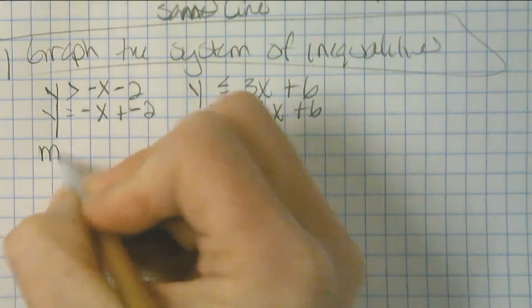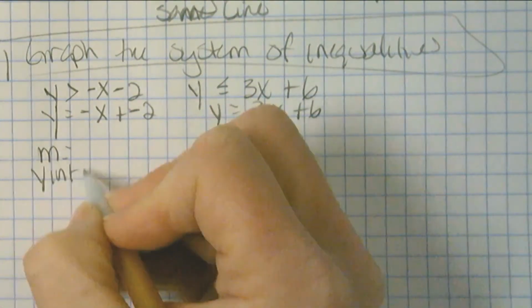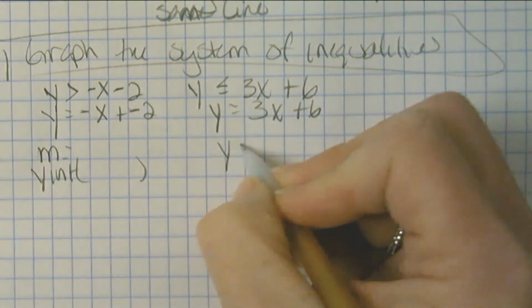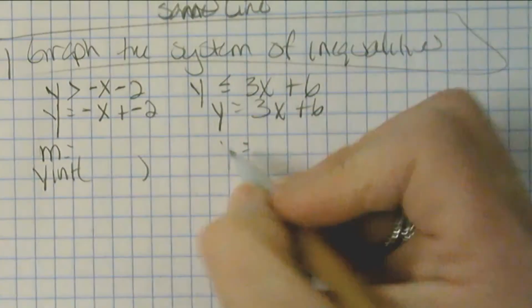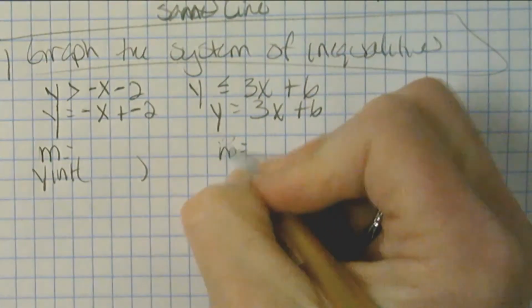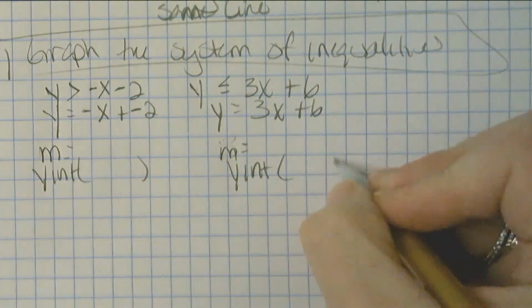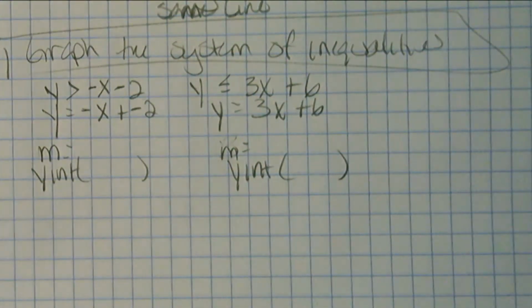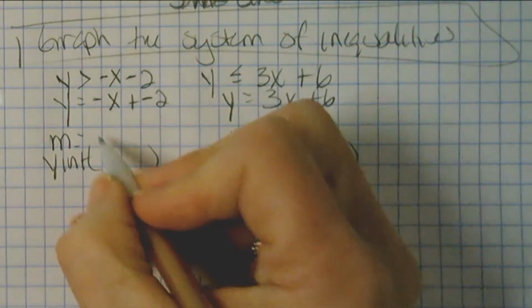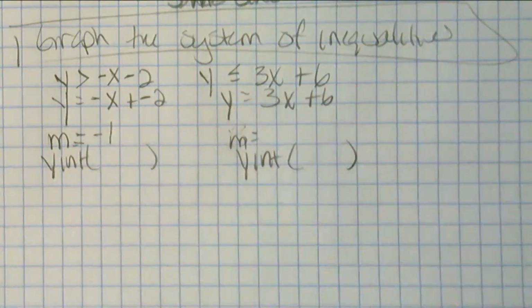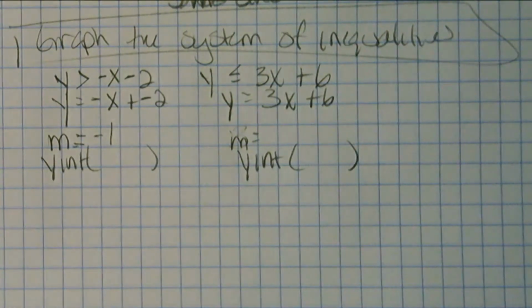And then I'm going to identify the two things I need from these equations to graph this. So I need to identify my slope, and I need to identify my y-intercepts. So in my first equation, what's my slope? Negative 1. In my first equation, what's my y-intercept?